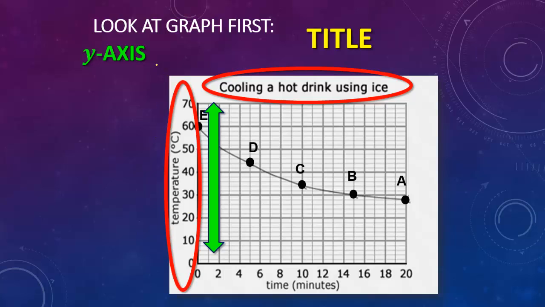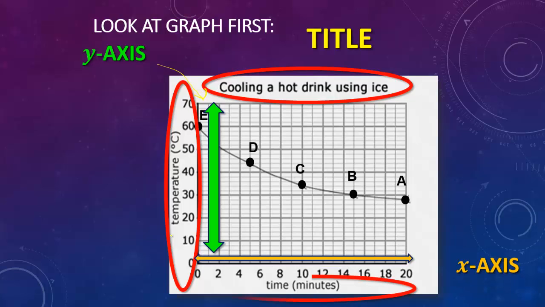This is your y-axis right here, and it's labeled temperature in degrees Celsius. So again, pay attention to that. Your x-axis is always going to be at the bottom, obviously. And again, look at what the label is so you can understand what the graph is telling you, and that's time in minutes. So the graph is telling us about cooling a hot drink using ice. The y-axis is the temperature of the drink in degrees Celsius, and the x-axis is the time elapsed.